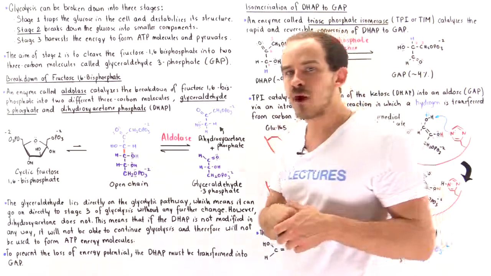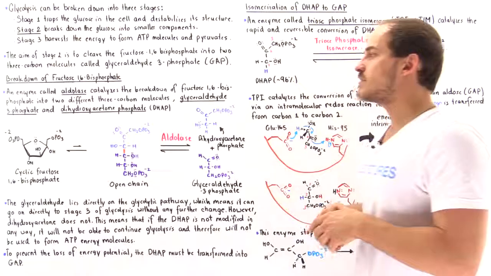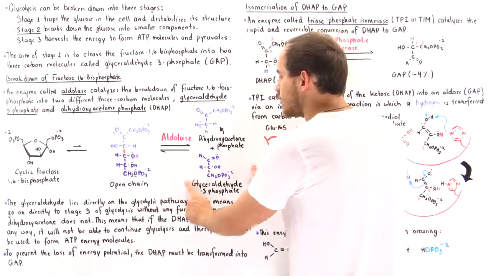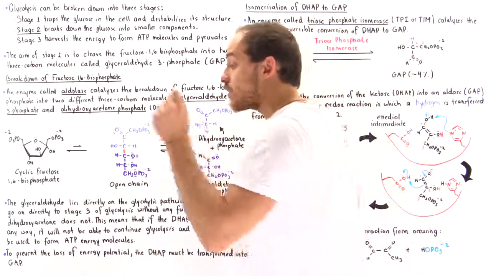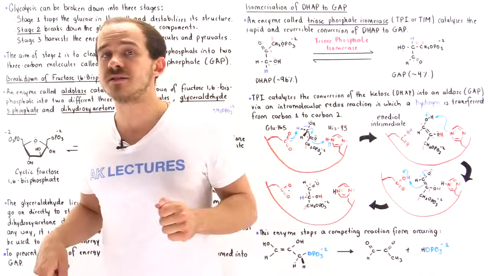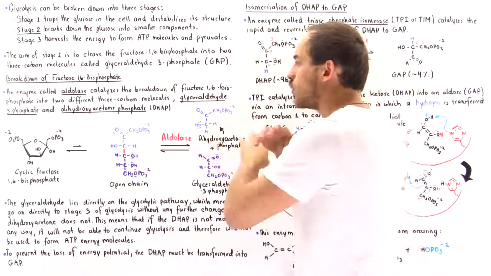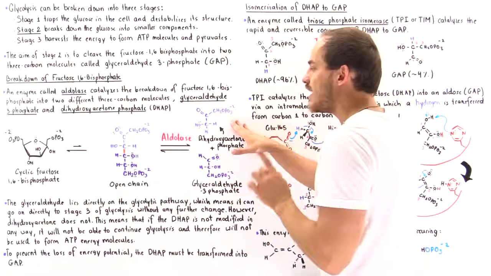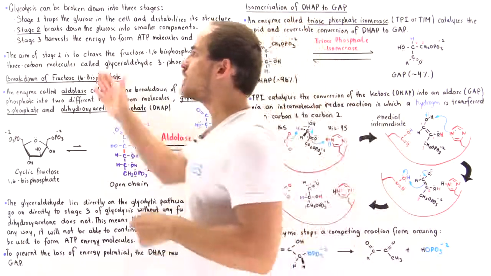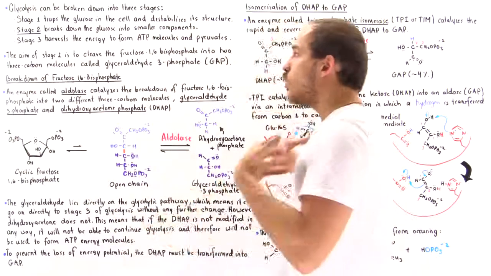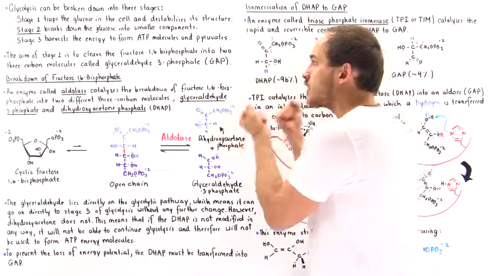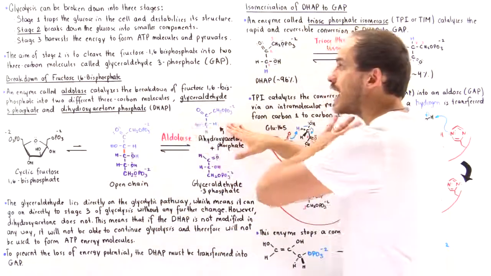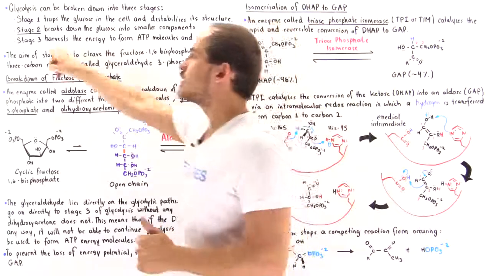But what about the other product? What about dihydroxyacetone phosphate? This molecule, unlike the other molecule, doesn't actually lie directly on the pathway of glycolysis. And so, if we leave this molecule as it is, it will not be able to move on to stage 3. And so what will happen is we will essentially lose the potential to form ATP molecules in stage 3, because if this one is not modified, it cannot go on to stage 3.